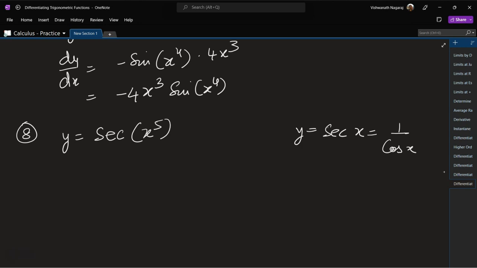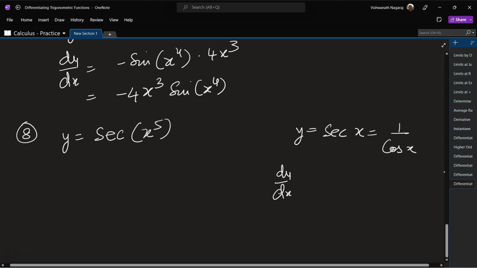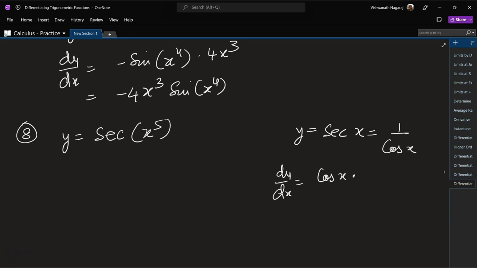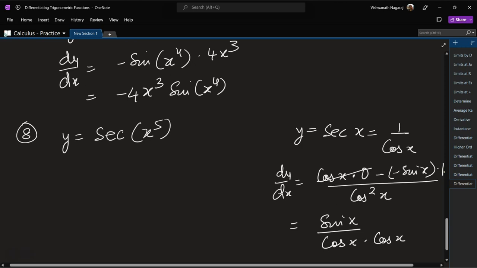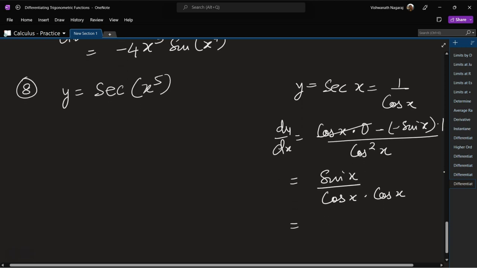Yes, and we know the quotient rule. So dy by dx is equal to cos x as it is. Then the derivative of the numerator, that is 1, it's a constant, so 0. Minus. Then the derivative of cos x, which is minus sine x, and the numerator as it is, divided by cos square x. So this becomes 0. Minus times minus is sine x by cos x times cos x, which gives us what?